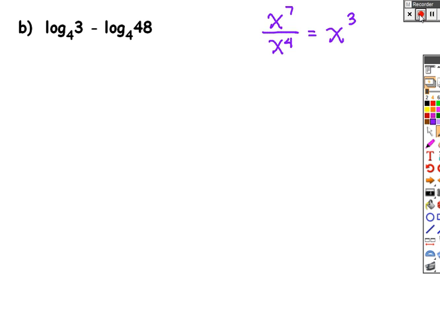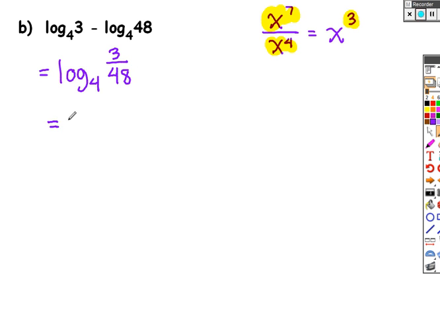Let's look at the quotient property in action here. I am subtracting these logarithms, and logarithms are exponents. So I would subtract the exponents if I were originally dividing terms with the same base. So I can combine this into one logarithmic expression if I divide the arguments. It always has to be the first argument divided by the second argument.